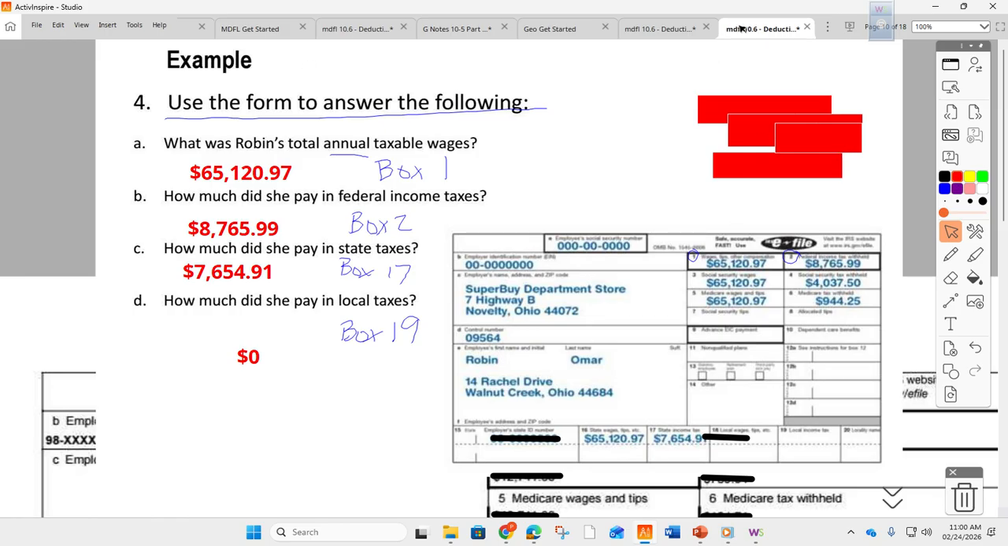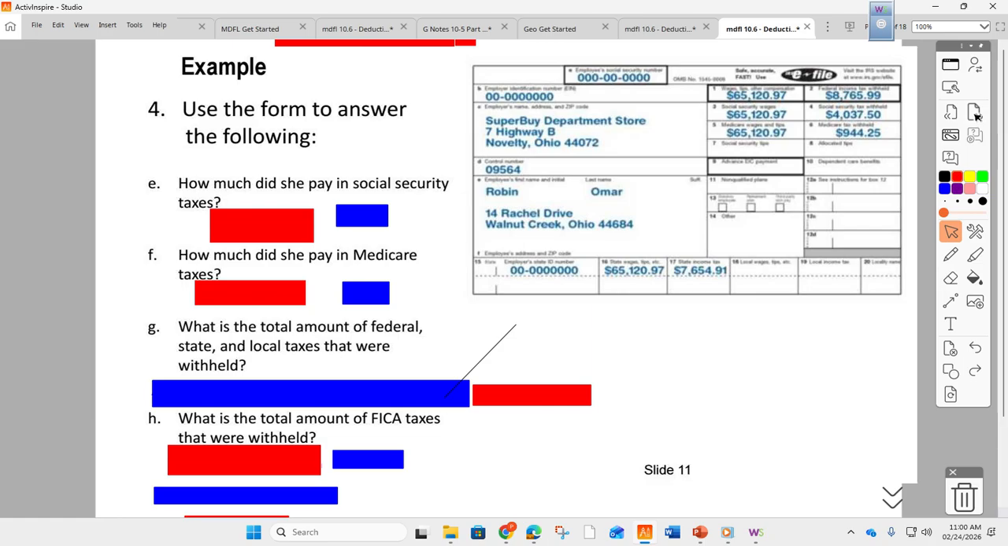Okay. Looking at the same form again. How much did she pay in Social Security taxes? So we're looking for that Social Security tax withheld. That's box 4. Remember, it's just a number. It's literally a numbered box. If you're filling out your taxes, it'll tell you where to go. It'll say go to box 4. So you're looking for those numbers. $4,037.50.